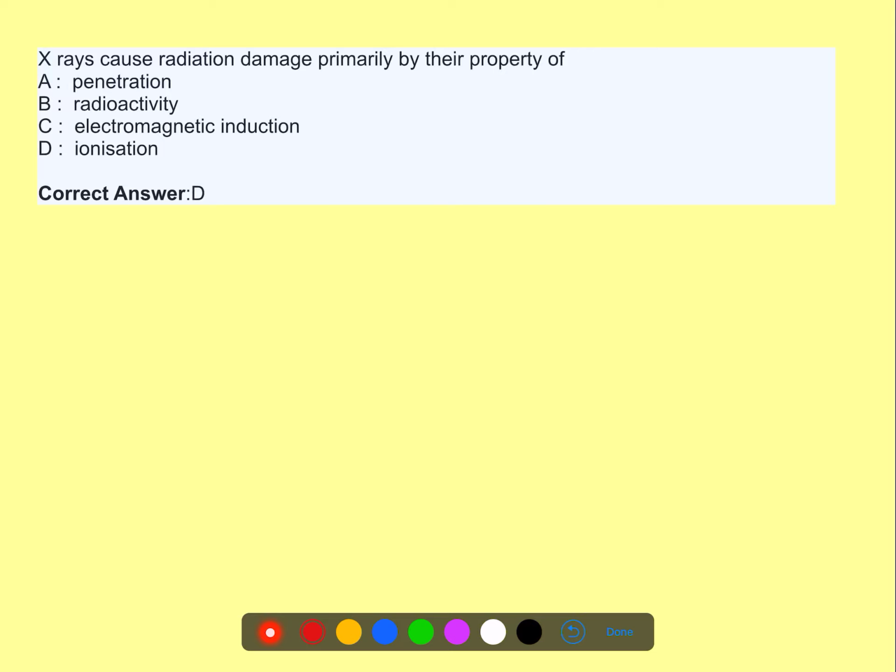X-rays cause radiation damage primarily by their property called ionization. The process of forming an ion pair is called ionization. Because of this ionization effect only, there will be DNA damage.